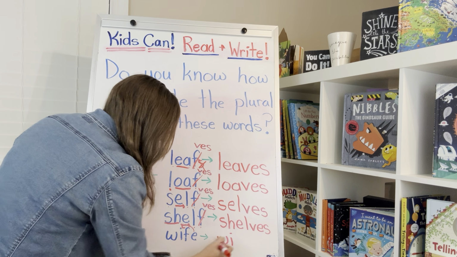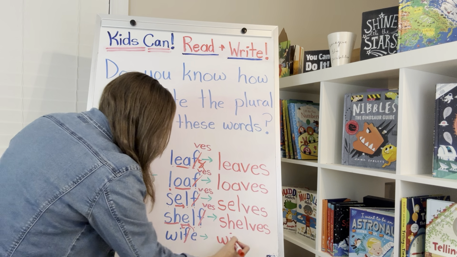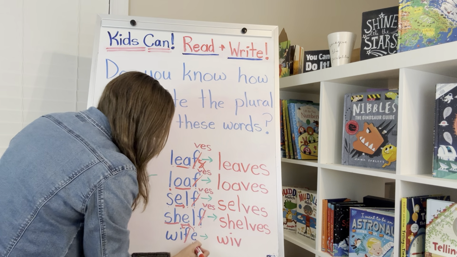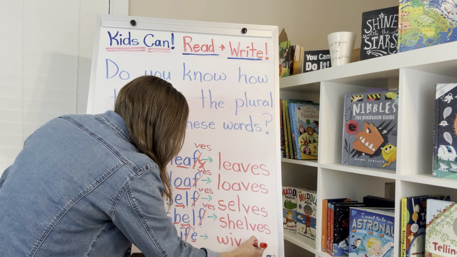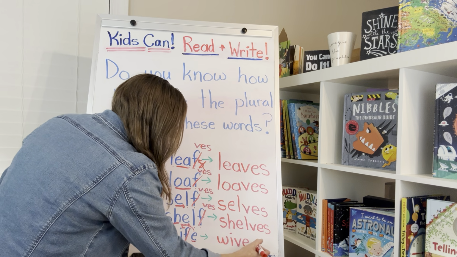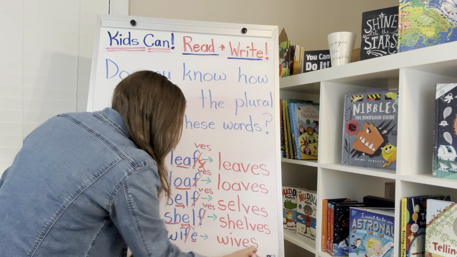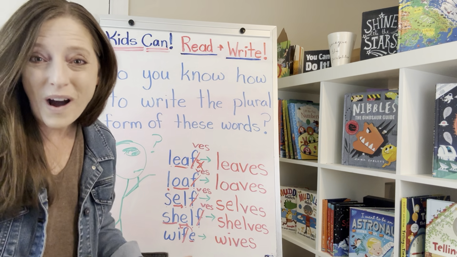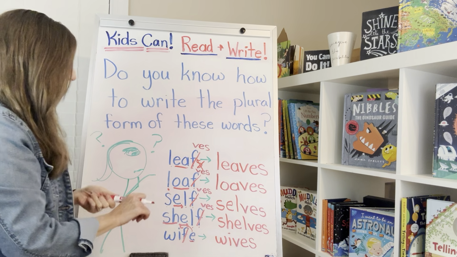I, instead of the F, we're going to change it to the V. We already have that E there, so that stays the same. Wives. We add our S to make it plural. Wives. So there you have it, guys.